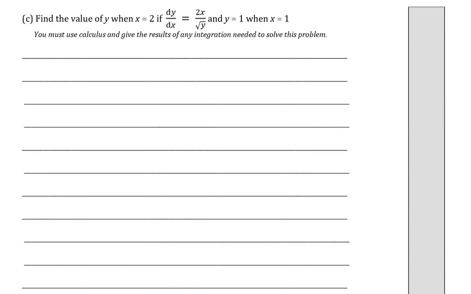Part C, we need to integrate to get y, but we've got the x's and the y's mixed together on the right hand side, so we need to separate them first. So if we bring the root y dy to the left, and take the dx to the right, and I'm going to change that square root into a power of a half, then we can integrate both sides. So y to the power of a half becomes y to the 3 over 2 times 2 over 3, and 2x becomes x squared, and then plus c.